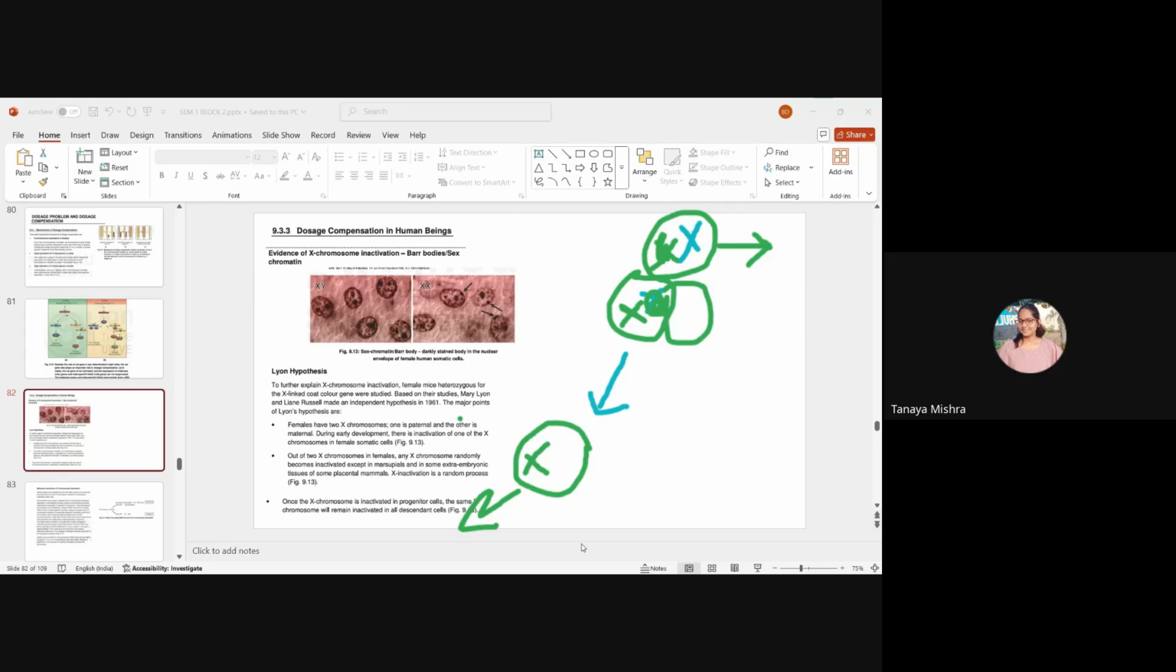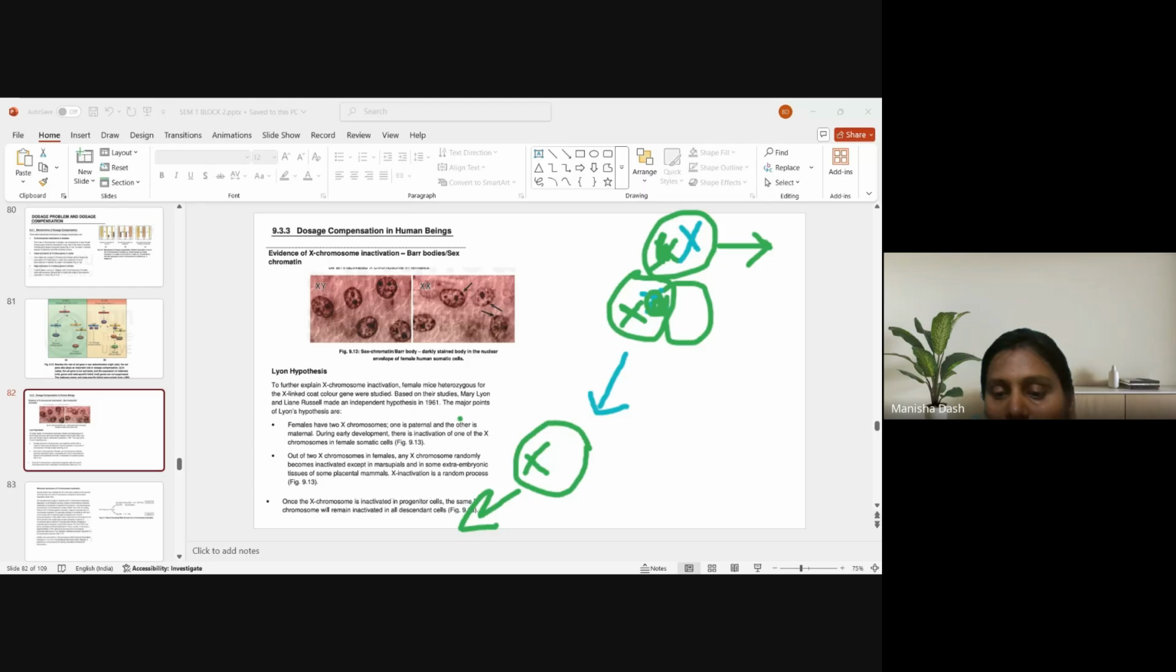Then, will the inactive X chromosome undergo replication or not? Yes, it may undergo replication, but it will not be expressed. Okay, so it will not produce any kind of mRNA or anything, but yes, it will undergo replication. There is no problem in that.